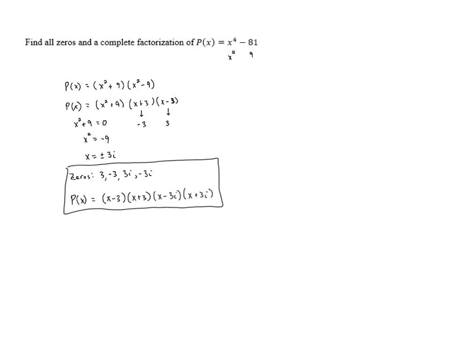In general, when we have a sum of two squares, like x squared plus 9, we can break it down very similarly, but instead of x plus 3 and x minus 3, it'll be x plus 3i and x minus 3i.